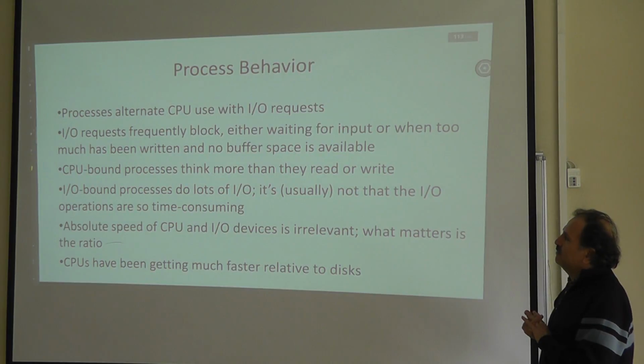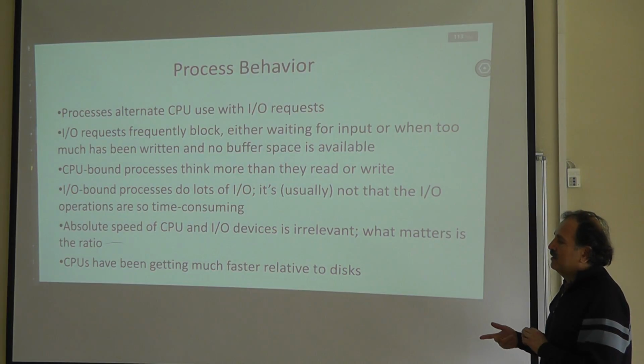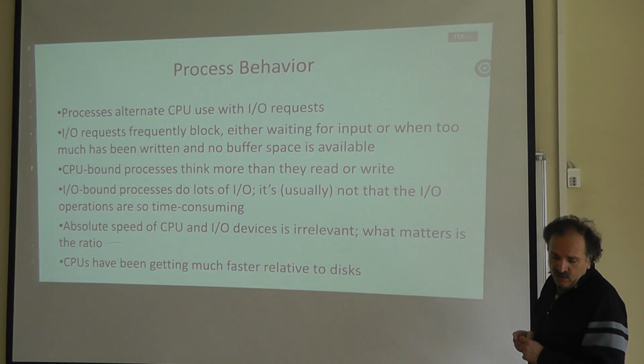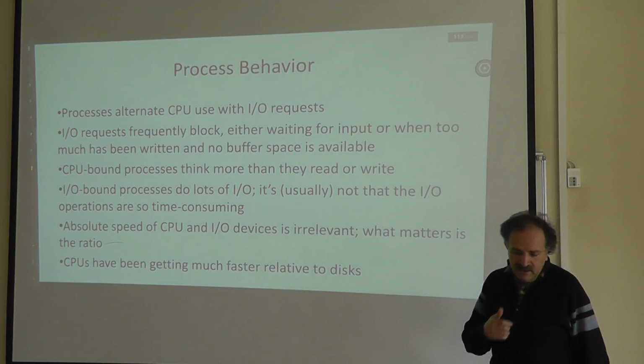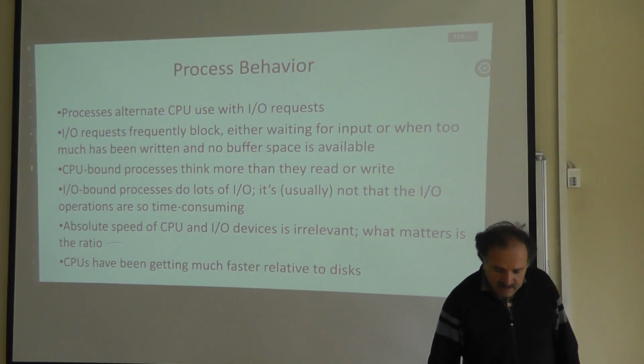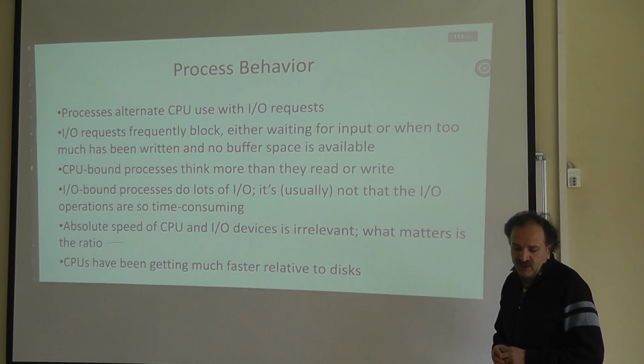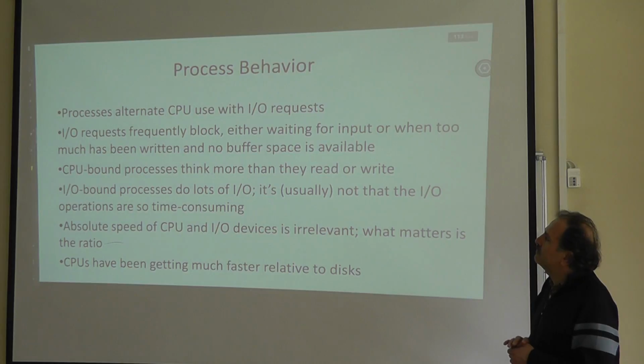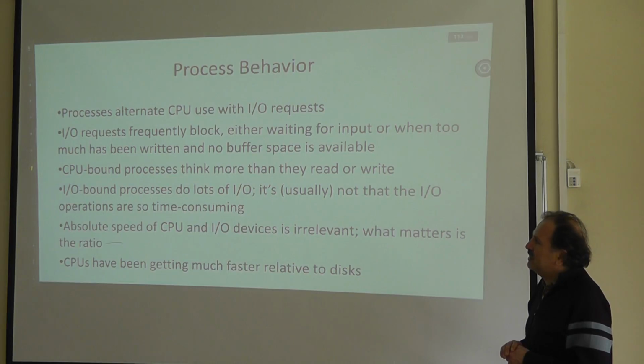Okay, we already know this. Processes alternate CPU use with I/O requests. When I have a process, I am using the CPU. When I do the I/O, most of the time I will get blocked, and another process will take the CPU, and it will continue using that CPU until that one blocks. I/O requests frequently block, either waiting for input or when too much has been written and no buffer space is available. Okay, so it is waiting for somebody else to use that data, so that space is available.